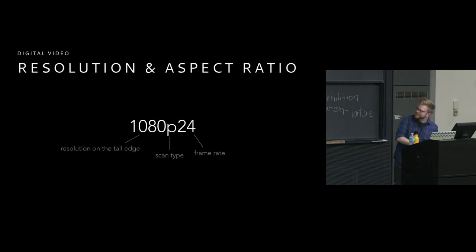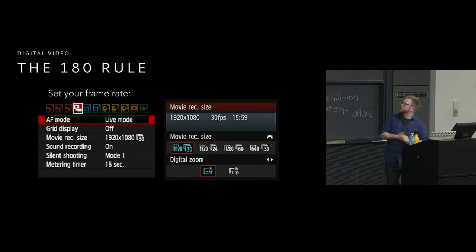But the menu I showed for changing those things, just the screenshot, let me see if I can get back to it. Yes, this one, right? So look at our options over here. Movie recording size, we can do 1920 at 30. We can do 1920 at 24. We can do 1280 at 60. That's interesting. Or we can do 640 at 30, which I don't even know why they bothered with that. It is interesting that this menu is not showing the tall edge like is convention. They're showing the horizontal edge, but don't worry about it. So anyway, 1280, 60, that's the one I want to talk about real quick.